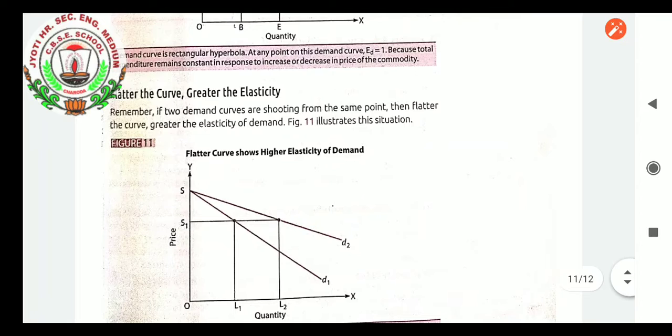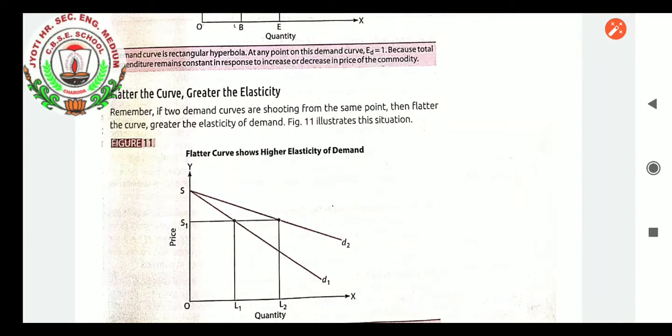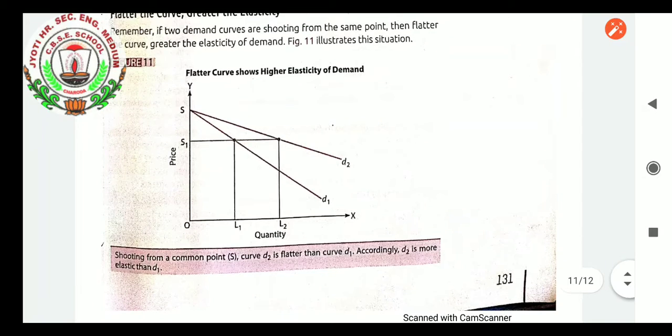The flatter the curve, the greater the elasticity. Remember, if two demand curves are shooting from the same point, then the flatter the curve, the greater the elasticity of demand. Figure 11 illustrates this situation. The flatter curve shows higher elasticity of demand.